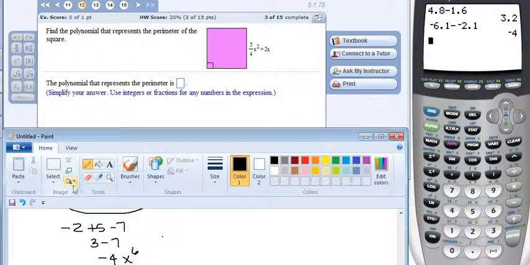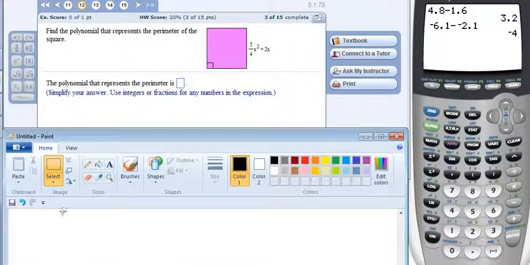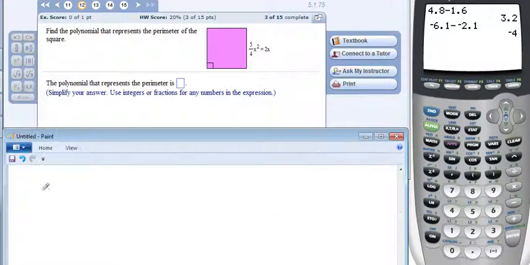All right, so let's talk about perimeter. What is perimeter? Well, perimeter is the distance around an object, whatever it happens to be.